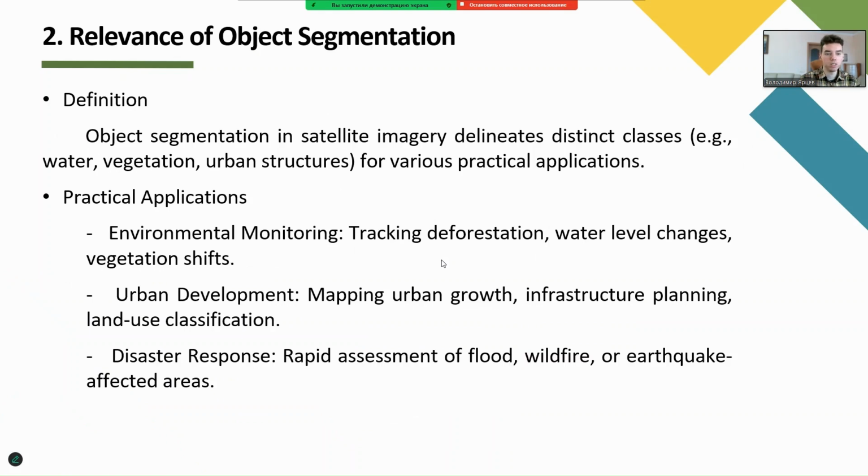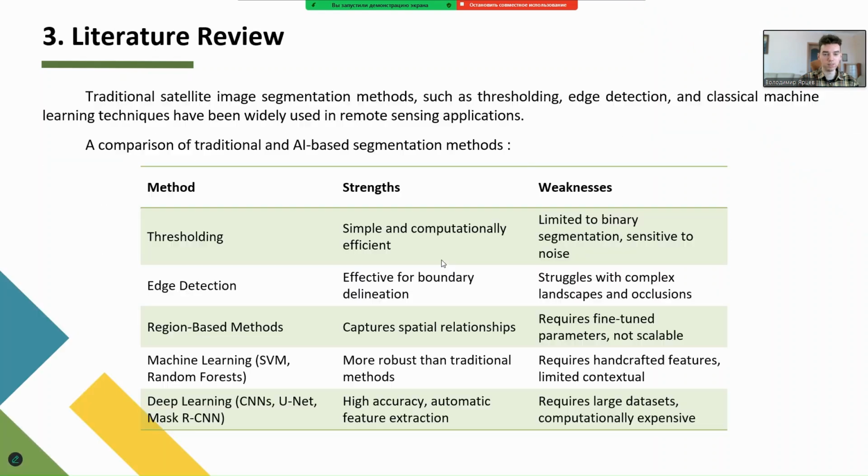Object segmentation in satellite imagery delineates distinct classes, for example, water, vegetation, urban structures, for various practical applications. Practical applications: environmental monitoring, tracking deforestation, water level changes, and vegetation shifts; urban development, mapping urban growth, infrastructure planning, and land use classification; disaster response, rapid assessment of flood, wildfire, or earthquake affected areas.